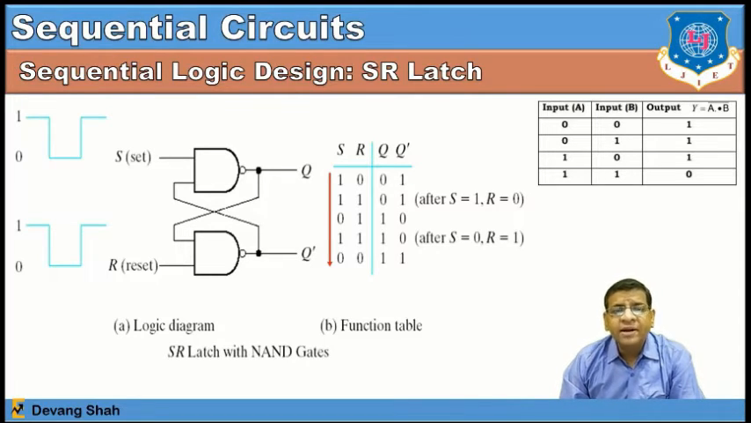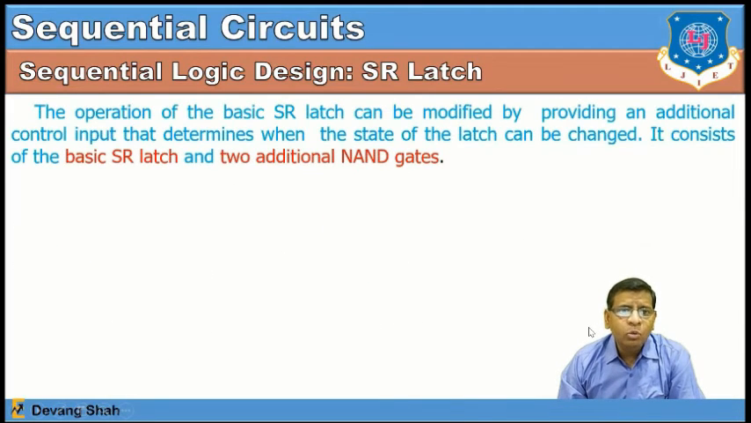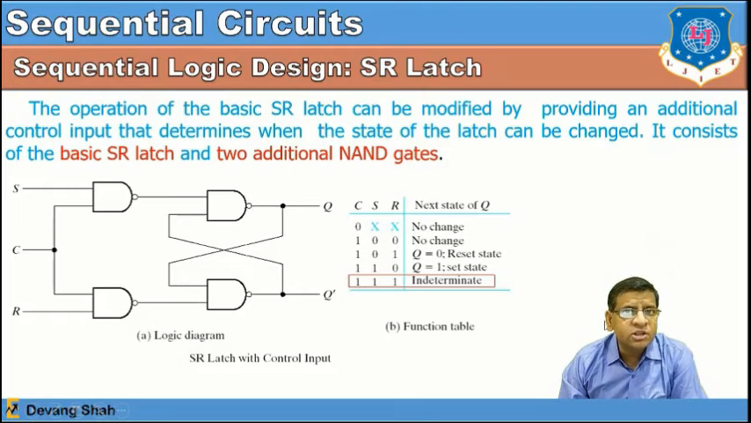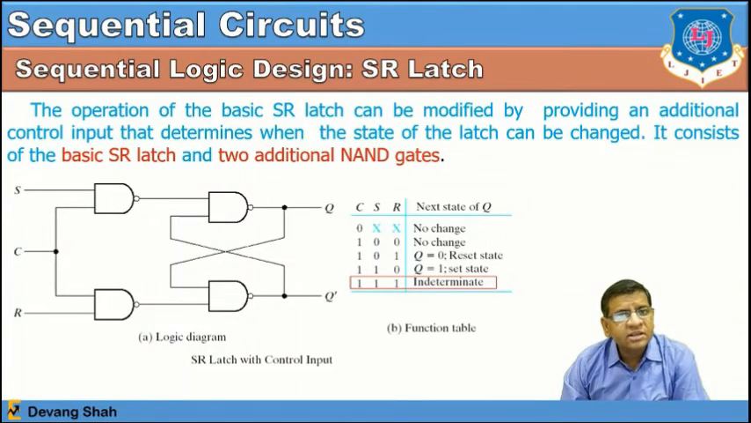Now, so far we have just taken the primary structure of this latch. Further, you expand this and introduce one more important signal, which is called the clock signal. When the clock comes, the complete circuit is triggered. The operation of the basic SR latch can be modified by providing an additional control input that determines when the state of the latch can be changed. Here the additional control signal is the clock signal, where I connect two more gates. When the clock is 0, you can consider there is no change in output.